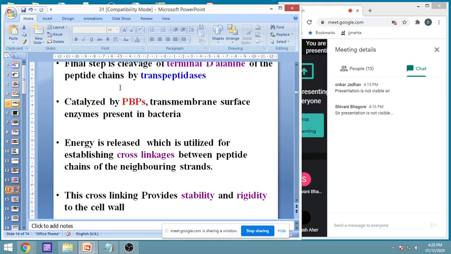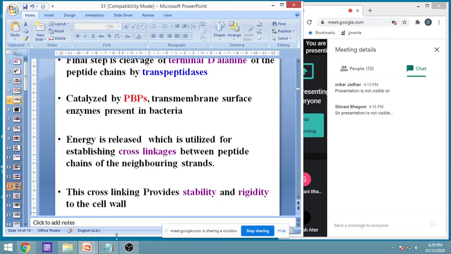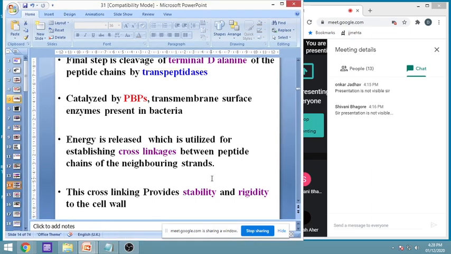The final step in that is cleavage of the D-terminal alanine of the peptide chains by transpeptidase. I think we saw last time, when we covered the mechanism of action, that there are penicillin binding proteins, PBPs, which we showed in an earlier presentation.